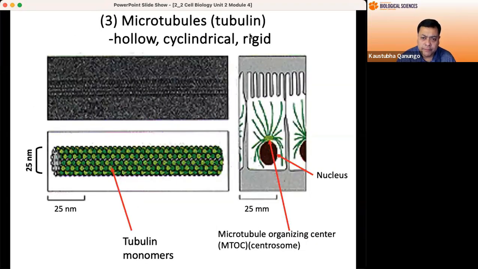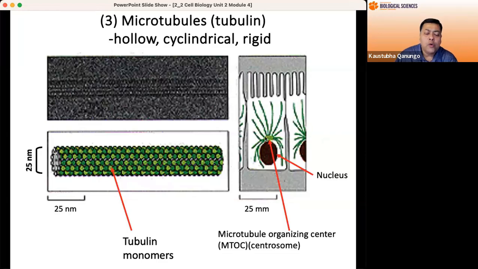There are tubulins, several of them. This is actually a hollow tube-like structure, and this is the largest out of all. You can see it is 25 nanometers in diameter. The tubulin monomers, there are two of them, alpha and beta. They are just joined head to head, so they have a plus and a minus end.